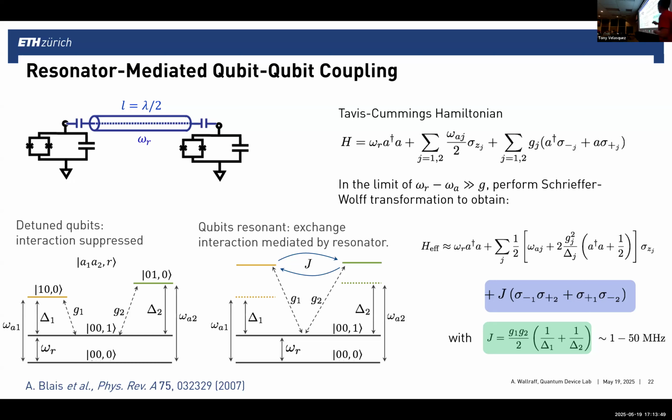And so what you do to switch this coupling on and off is to tune the qubits into resonance with each other and give them a large effective interaction strength, or suppress that interaction by detuning them from each other.